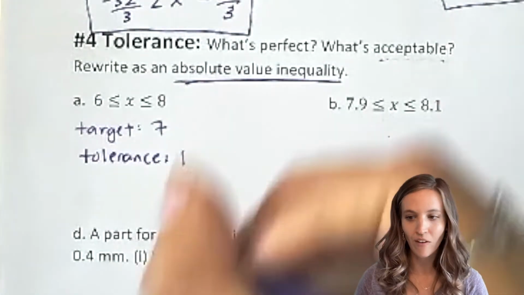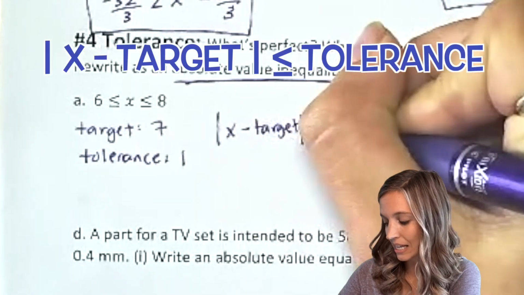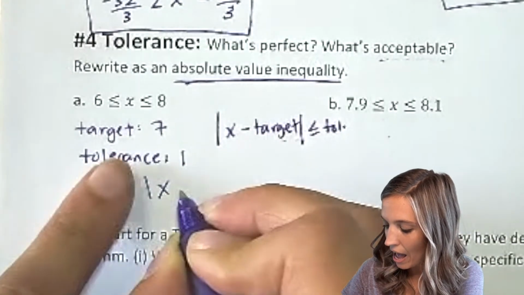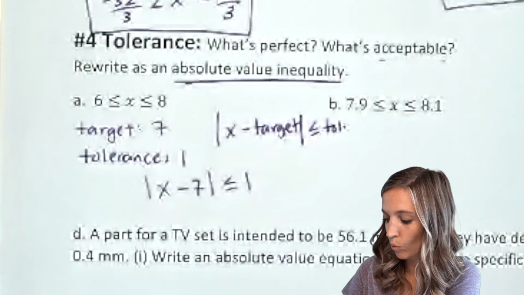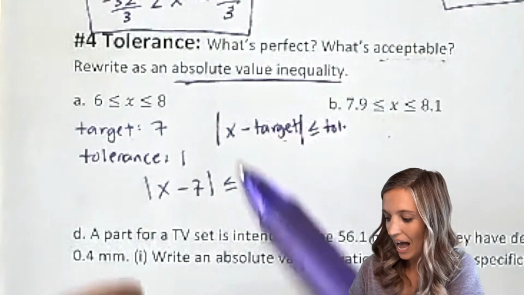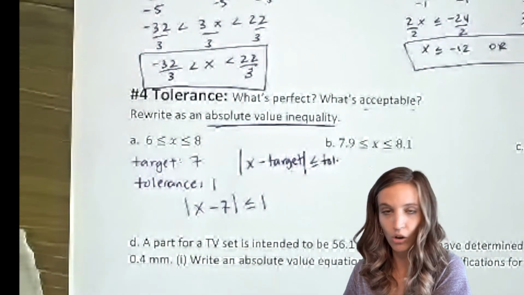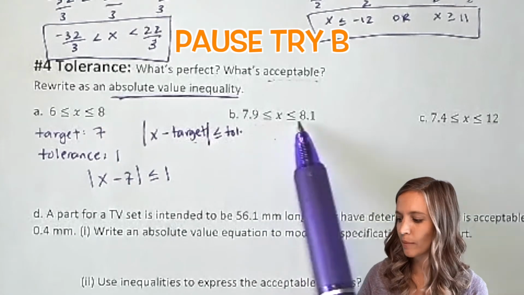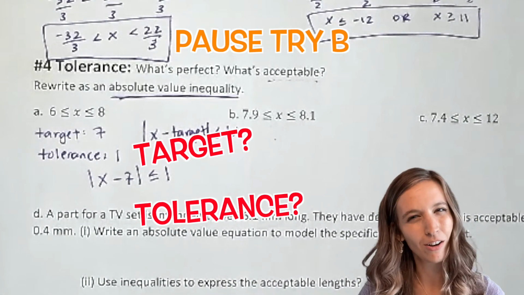So let's set up the absolute value inequality. So absolute value of x minus my target value is less than or equal to my tolerance. So here we go. So my target is 7. So absolute value of x minus 7 is less than or equal to 1. Now, if I wanted to check to make sure this was the right absolute value inequality, I could always do what we did up here, where I go ahead and write it as a linked statement and solve through for x. All right, go try that with b. Now remember, you're trying to think about, okay, well, what would be perfect? And then what's acceptable? What's my tolerance?